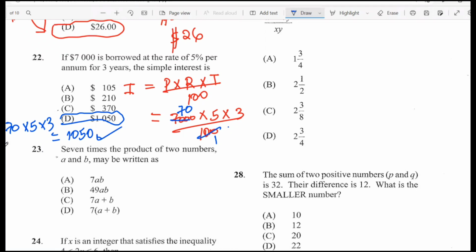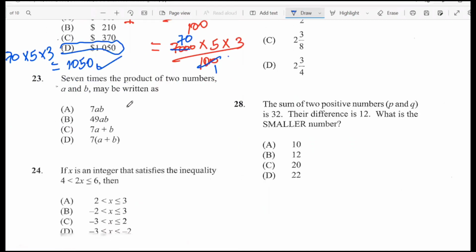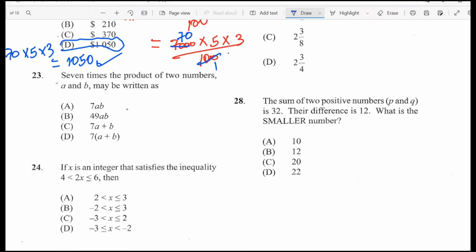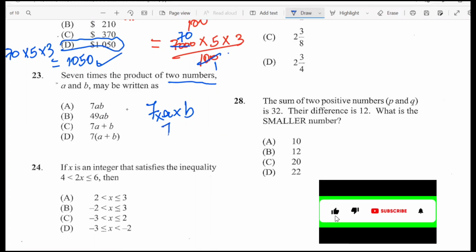All right, let's look at 23. 23 says 7 times the product of two numbers, A and B, may be written as. Well, basically, product means to multiply. 7 times the product of A and B. 7 times A times B. We would have gotten 7AB.